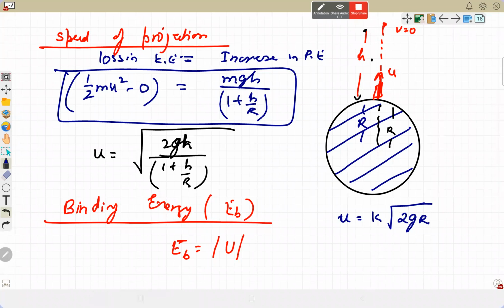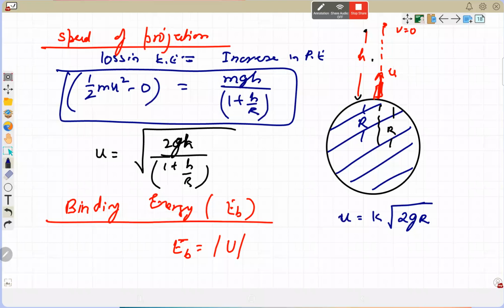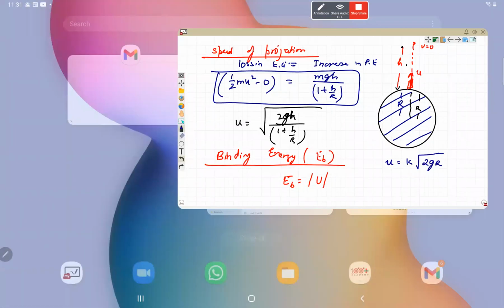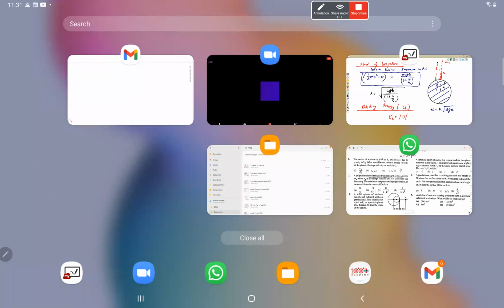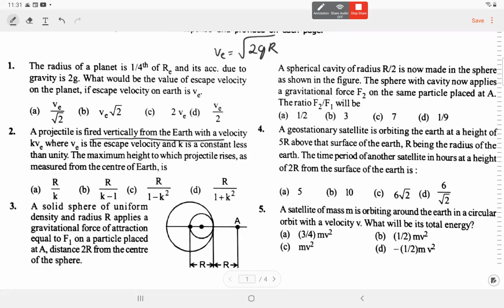Talking about question number two: a particle is fired vertically from the earth with a velocity k times v, where v is escape velocity, k is a constant less than unity. Maximum height to which the projectile rises as measured from the center of earth. Okay, right. Geostationary satellites.